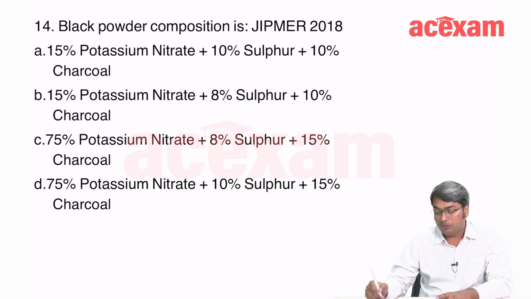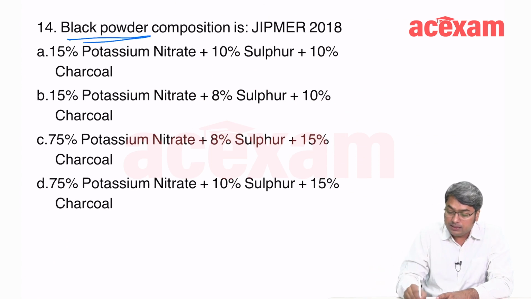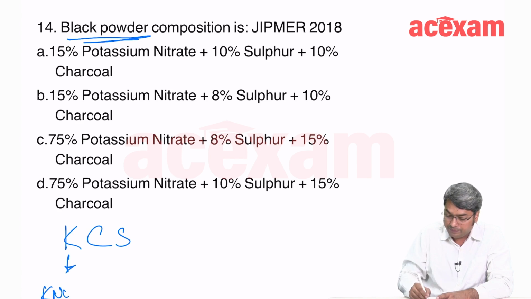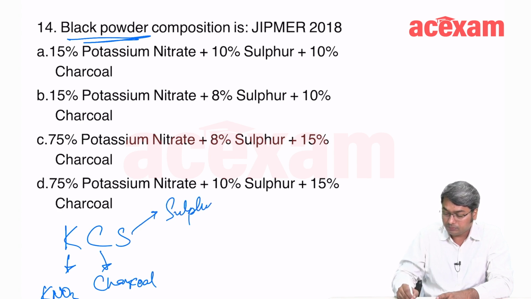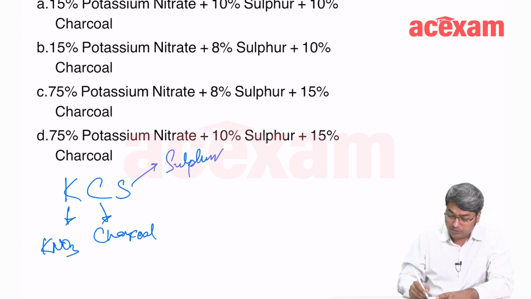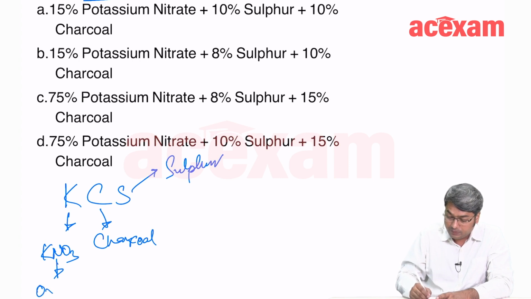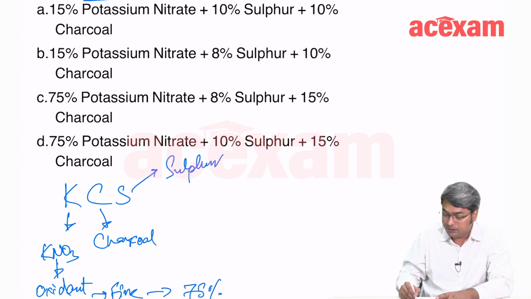So, you realize that ballistics is a very, very important topic from the examination point of view. Black powder composition is KCS, that is potassium nitrate, charcoal and sulfur. Now, potassium nitrate acts as the oxidant, which actually produces the fire. So, that is why it is present at a maximum of 75%.